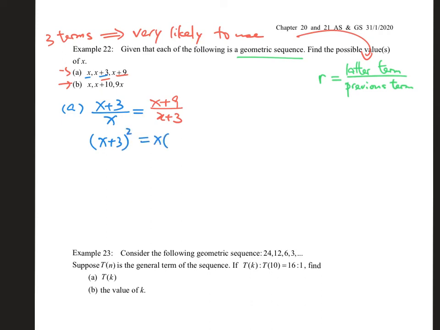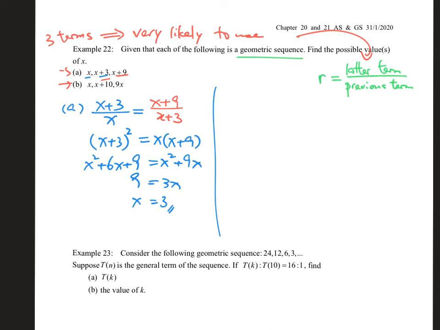So it's like x plus 3 bracket squared equals x times x plus 9. And afterward, you simplify the expression. You have x squared plus 6x plus 9 equal to x squared plus 9x, so 3x equals 9, and at last x equals 3. It's quite easy, right? But the main point is how you can set up the equation by the way we look at the common ratio r.